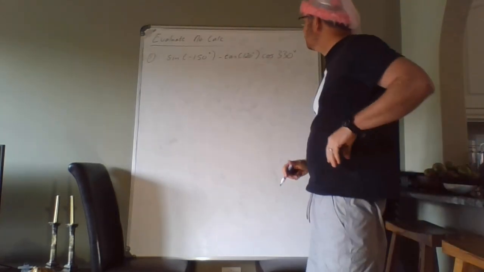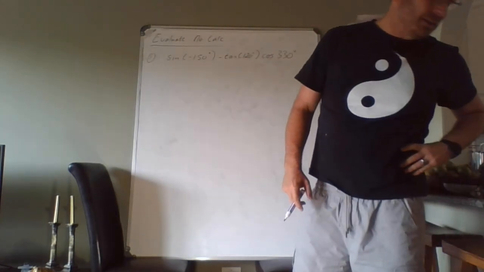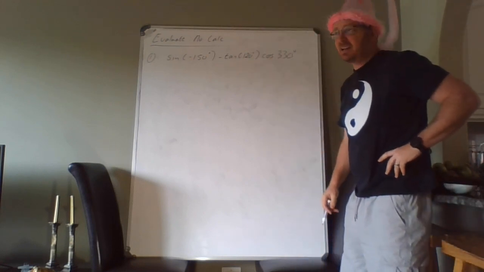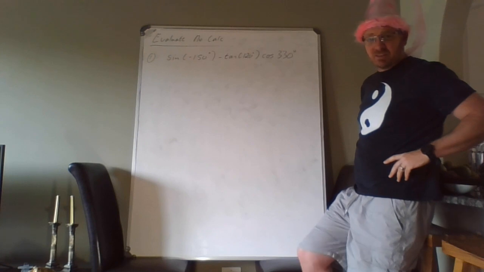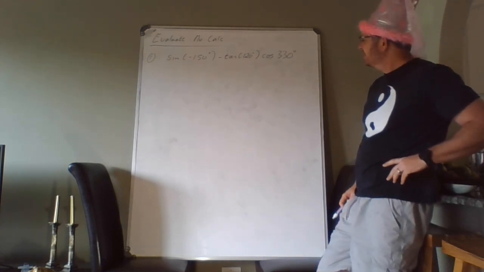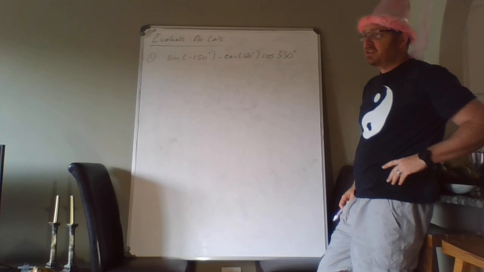Greetings. So a typical exam type of question would be something like this. Evaluate without a calculator. Without a calculator, it tells you that you're going to have to be using special angles, so you're going to have to get them to 30, 45, and 60 degrees. So, you do have to show your working here.